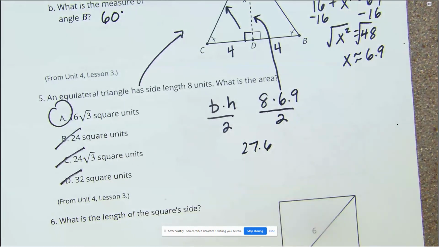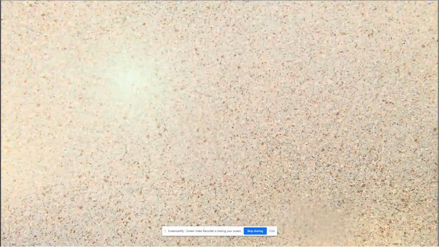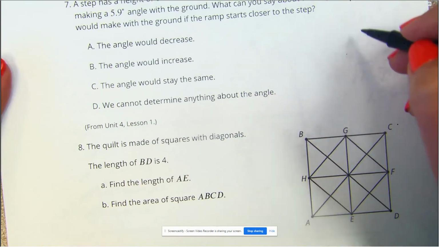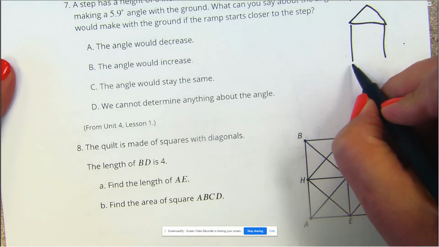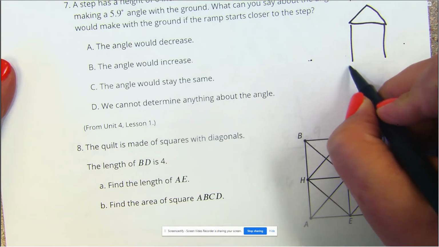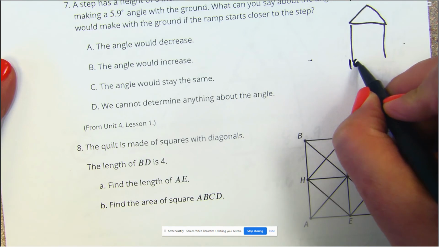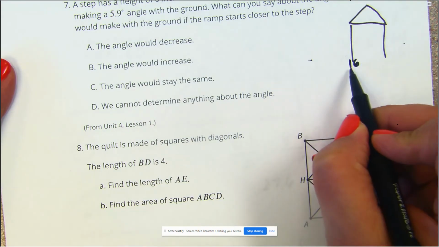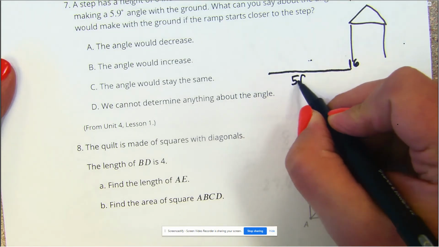All right, we're skipping 6. And our last problem we're doing is 7. A step has a height of 6 inches. So imagine here's a house you're trying to get into, and it's got a step, right? Right here that you have to step up to, that's 6 inches. A ramp starts 5 feet away. So here's a ramp over here. This is not drawn to scale, by the way.